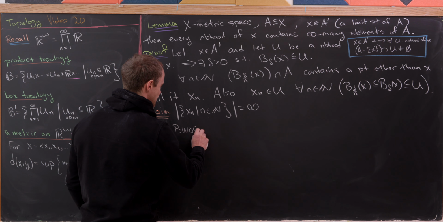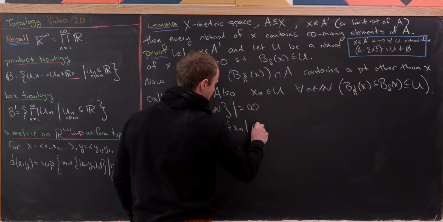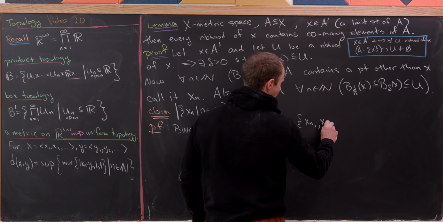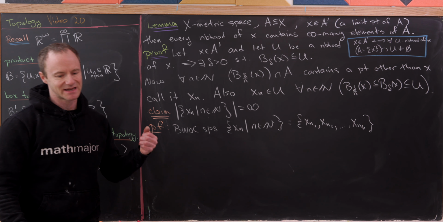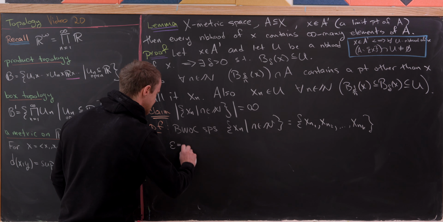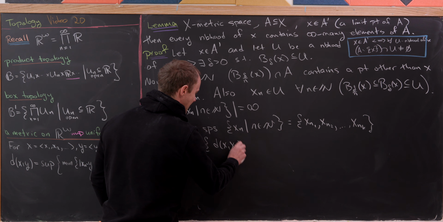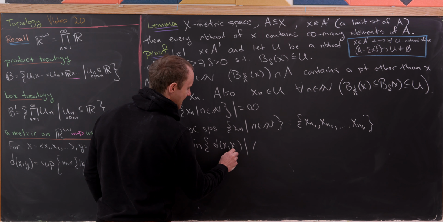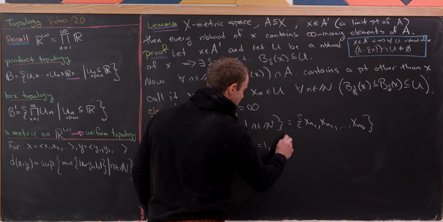Let's, by way of contradiction, suppose that it's not infinite. So in other words, the set of all of these xn's is made up by xn1, xn2, all the way up to xnk. It's got, for instance, k elements. And then let's set a number that I'll call delta equal to the minimum of the distance between x and xni as i runs from 1 to k.